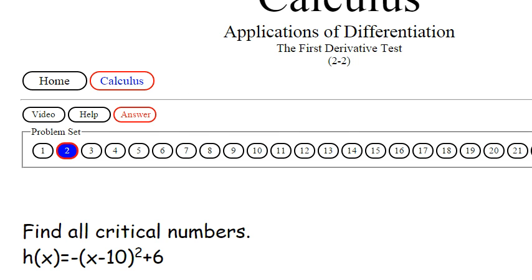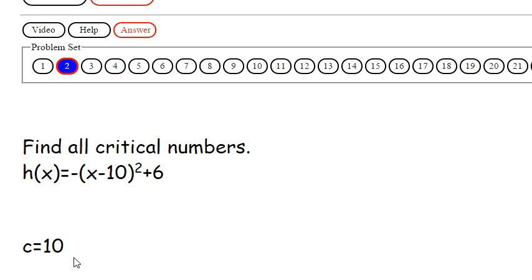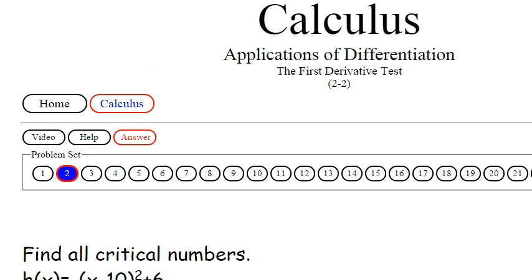Let's hit the answer there, make sure that's correct. We said it was 10, and there it goes. So let's not make a big deal. That's all you got to do. That's no big deal, right?